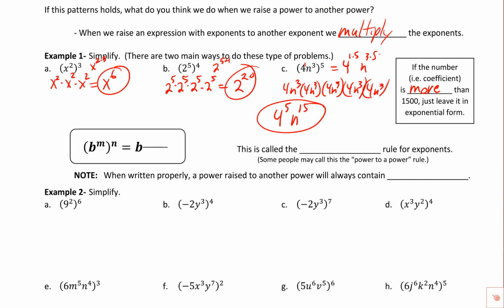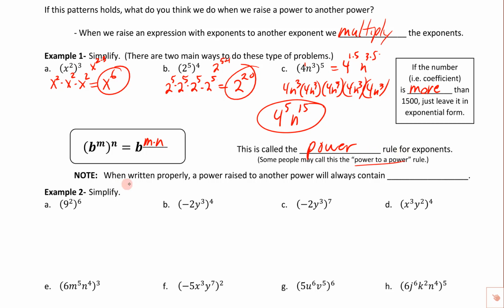So here's the idea. This is the power rule for exponents. If we have a power raised to another power, so if we have b to the m and then we take that whole thing and we raise it to the n, this is b to the m times n. We multiply those together. So again, this is called the power rule. Some people will call this the power to a power rule. So we could call it the power rule for exponents, or we could call it the power to a power rule.